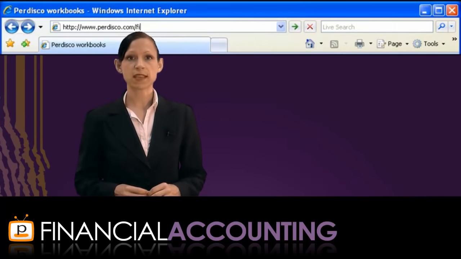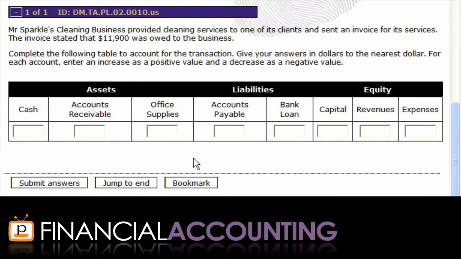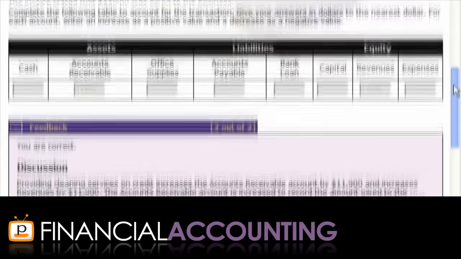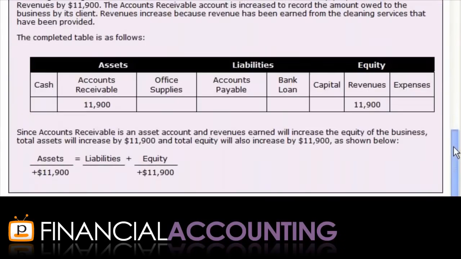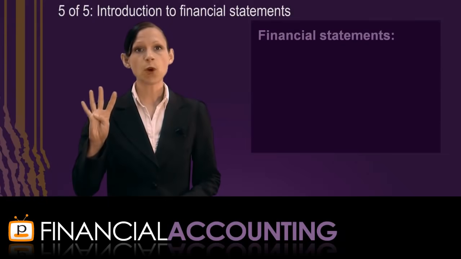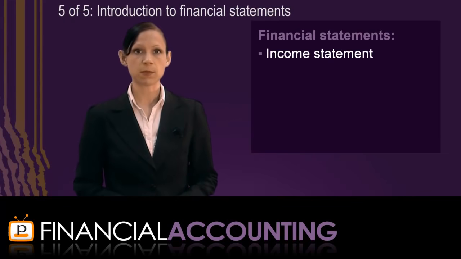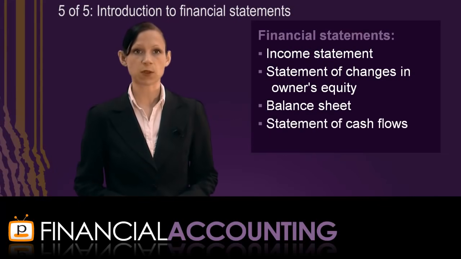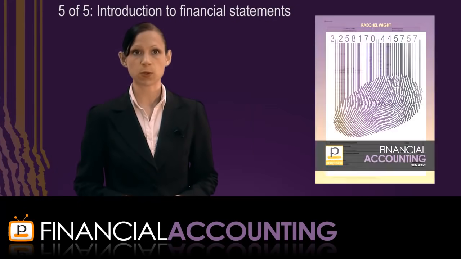You'll find all of these transactions to practice, such as this one, where a business provides cleaning services to a client on credit. We can type in our answers, submit that, and now we get personalised feedback for our answers and an explanation for the question. After transaction analysis, the final step is to summarise that information in the financial statements. The 4 major financial statements are the income statement, statement of changes in owner's equity, balance sheet, and the statement of cash flows, which we can see in our Pedisco textbook.